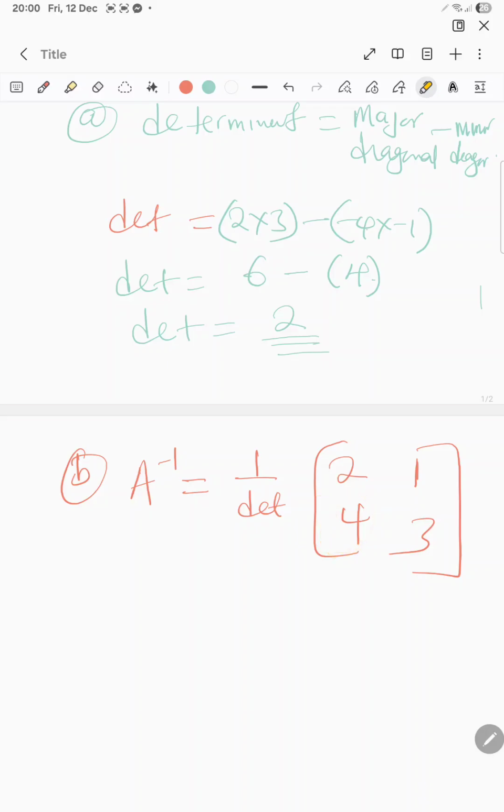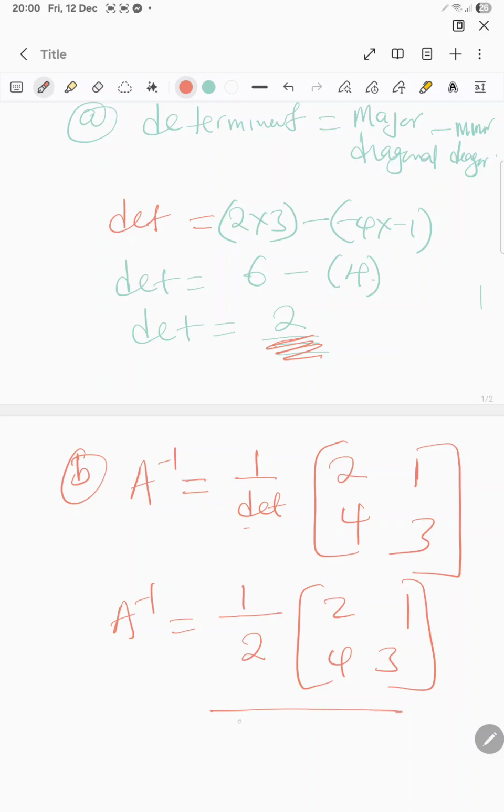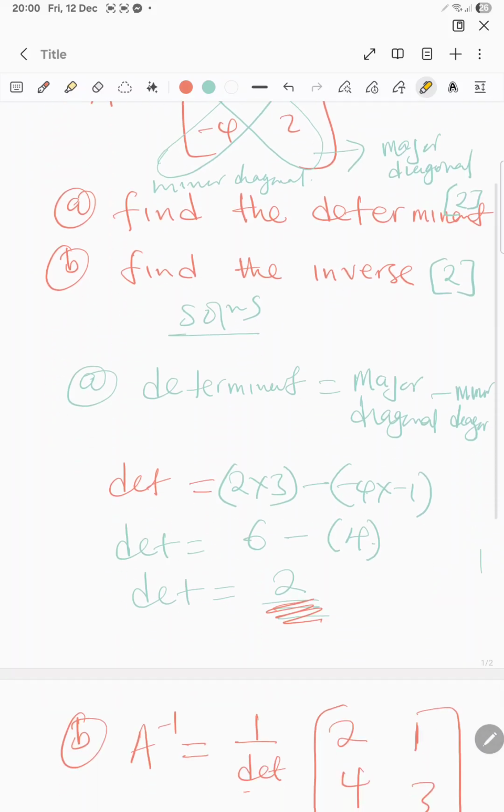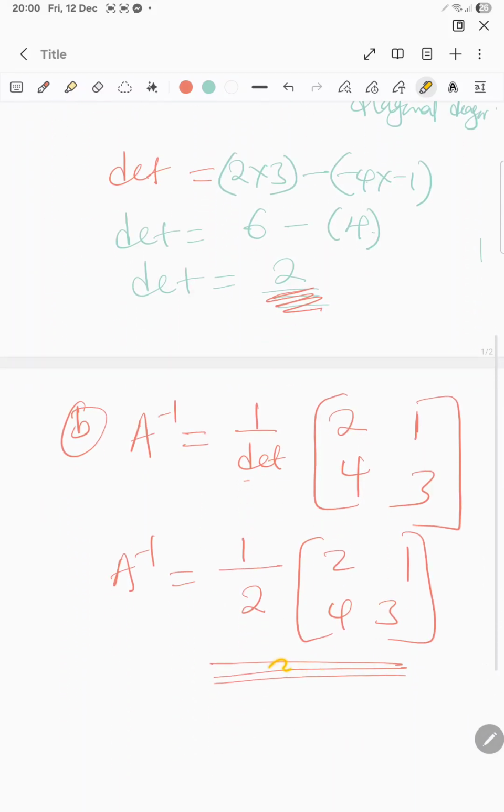By doing so, you say A inverse is equal to 1 over the determinant we found, which is 2. So you say 1 over 2, open, 2, 1, 4, 3. This means you've gotten the inverse of matrix A. So this is how we get the determinant, and this is also how we get the inverse.